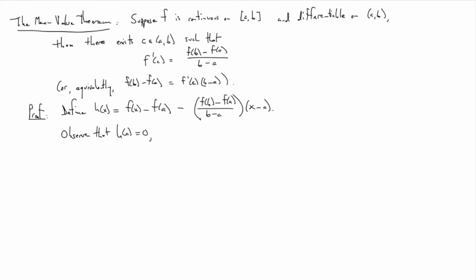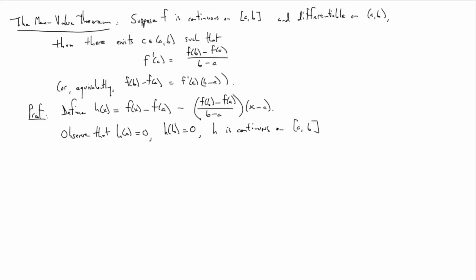All right, the next one's slightly trickier. See if you can figure out what h of b is equal to. Once again, pause the video, have some fun for yourself, and figure out what h of b is equal to. And with any luck, you came up with the answer that h of b is also equal to 0. Because it is, this function is very carefully defined so that h of a is 0 and h of b is 0.